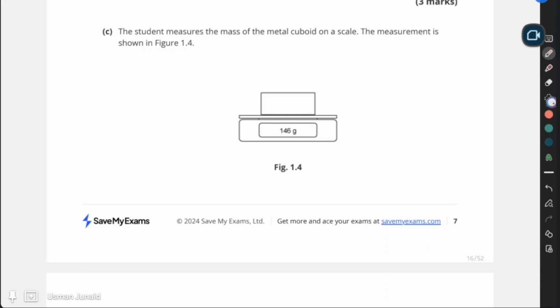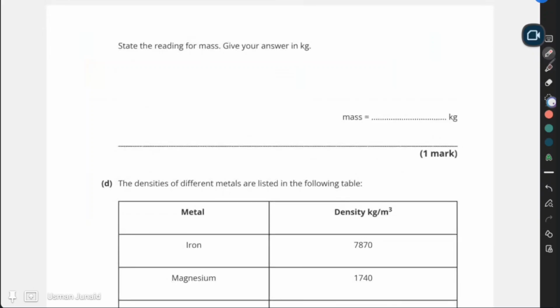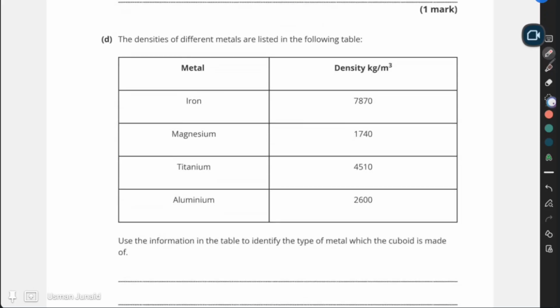The student measures the mass of the metal cuboid on a scale. That measurement is shown. It's 146 grams. So how much is that in kilograms? What is the conversion from grams to kilograms? Divide by 1000. Yes. So you have 146 grams, and you'll divide that by 1000. So what value do you get? 0.146. 0.146 kilograms.